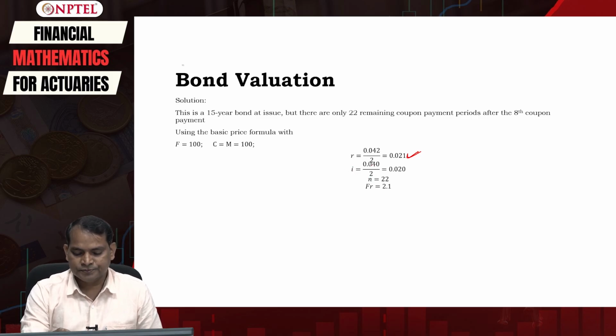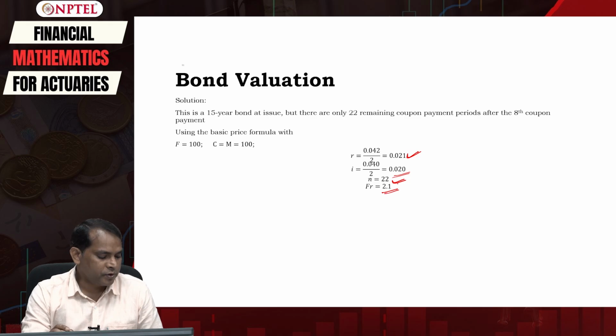This one we are going to use to compute the FR, and this one is the yield rate, the effective interest, that is 0.040 divided by 2, we will get 0.02. We are going to use this to compute the present value interest factor for annuity and present value interest factor for the bond. And n is also of course the 22 remaining coupon payments, that is n is equal to 22 here. And upon computing the FR, where R is equal to 0.021, we will have FR is equal to 2.1.